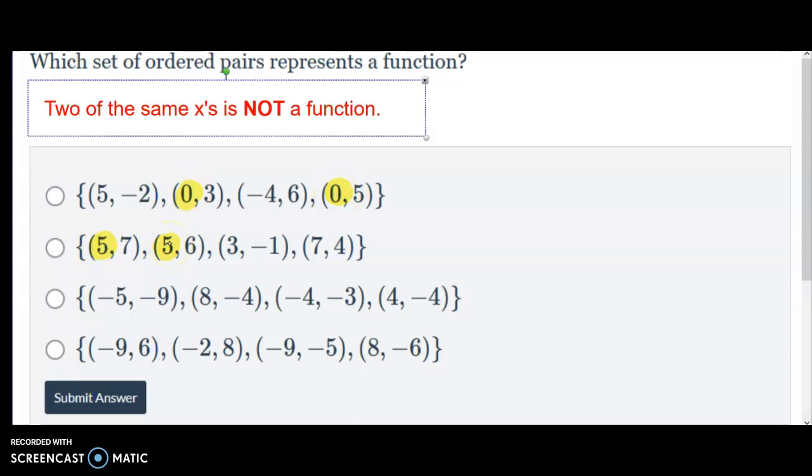Alright, here on the third one, I don't see it. This is a 4 and a -4. On this last one, you got a -9 and a -9. So this one here is the one that is a function.